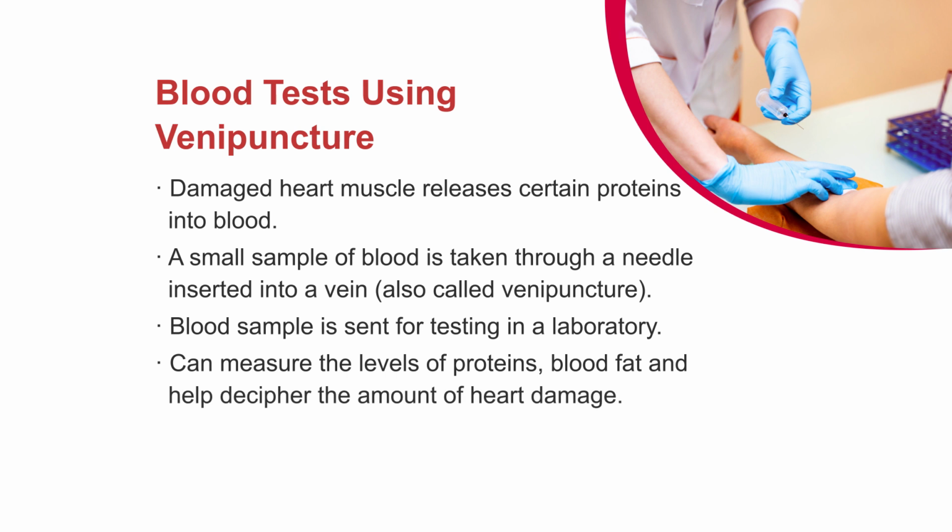When the heart muscle is damaged, it releases proteins like troponins into the blood. A blood test is done by taking a small sample of blood through a needle inserted into a vein, which is called venipuncture. This blood sample is sent for testing in a laboratory. Blood tests can measure the levels of these substances as well as blood fat and help decipher the amount of heart damage.